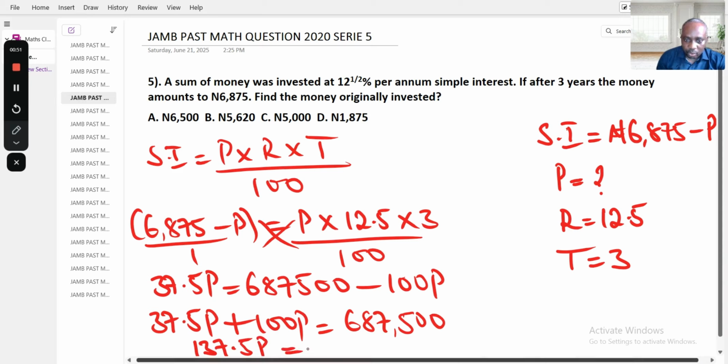137.5p equals 687,500. Now we divide both sides by the coefficient of p, which is 137.5.